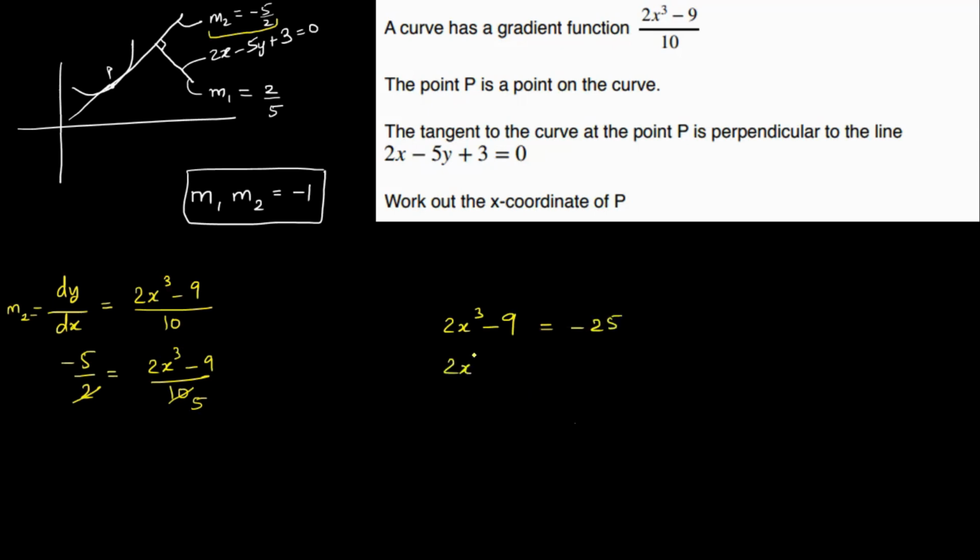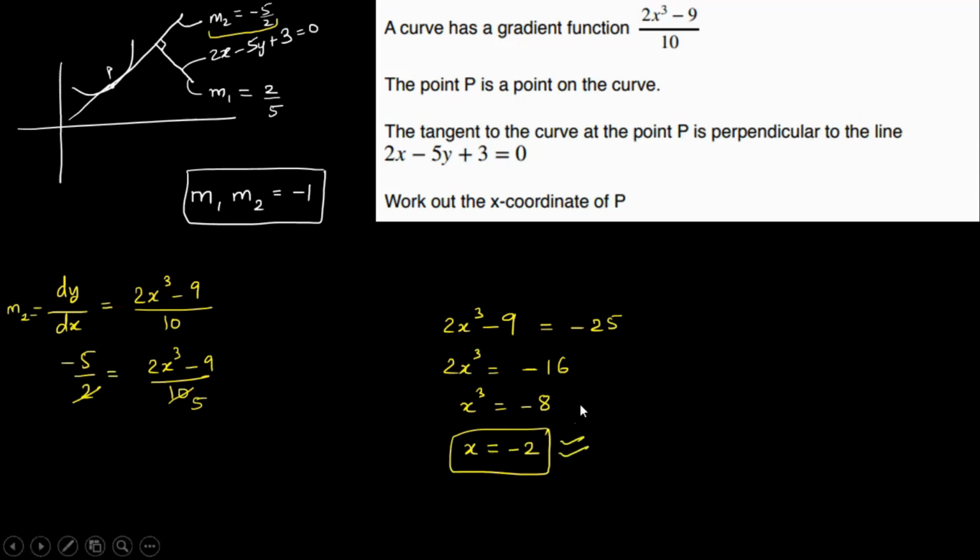And 2x cubed is equal to minus 16, and x cubed is equal to minus 8, and x equals minus 2. So the x coordinate of P is equal to minus 2. We can't find the y coordinate because the original equation of the curve is not given. That's why only the x coordinate can be found.